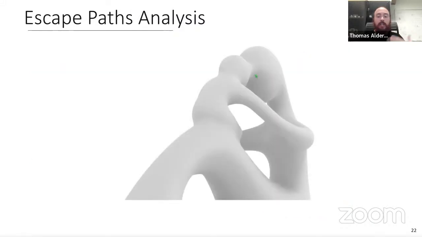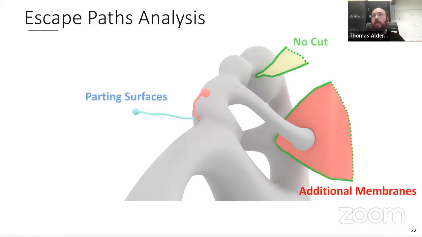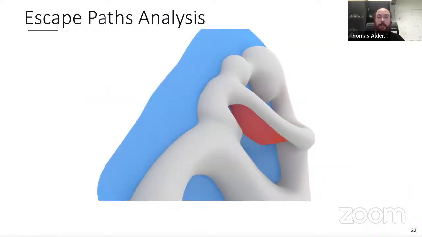In 3D, we have exactly the same concepts. First, we compute the geodesic path from interior vertices to the external boundary. Then parting surfaces are treated as in the 2D case. While to check for additional membranes, what we need to check is whether the minimal surface or approximate minimal surface that is bound by the escape paths for the two adjacent interior vertices intersects or not with some parts of the object. If it does intersect, we need to add a part of the additional membranes. Otherwise, no cut is needed between those two vertices. So the output will be a set of parting surfaces and additional membranes.